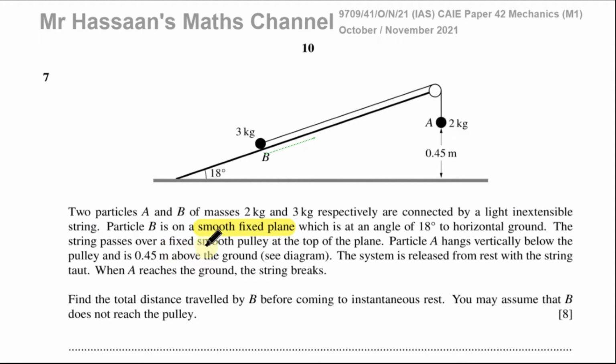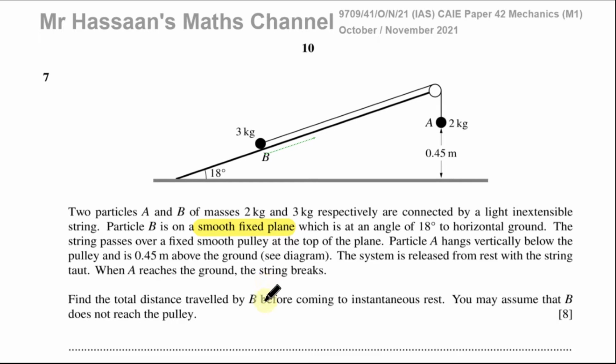The string passes over a fixed smooth pulley at the top of the plane. Particle A hangs vertically below the pulley and is 0.445 meters above the ground. The system is released from rest with the string taut. When A reaches the ground, the string breaks. Find the total distance traveled by B before coming to instantaneous rest. You may assume that B does not reach the pulley.